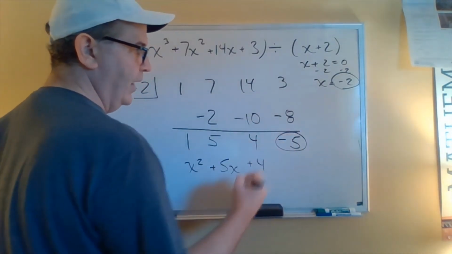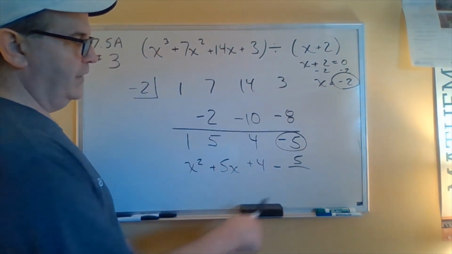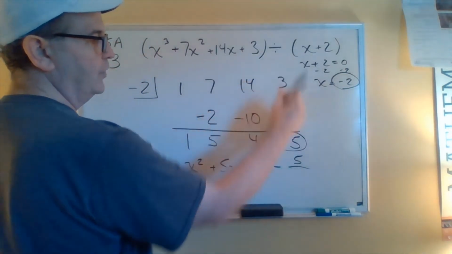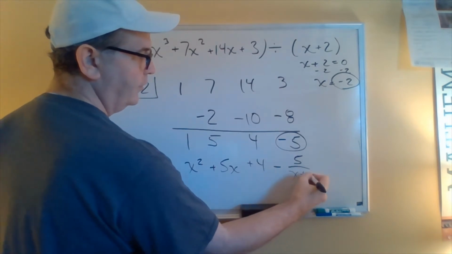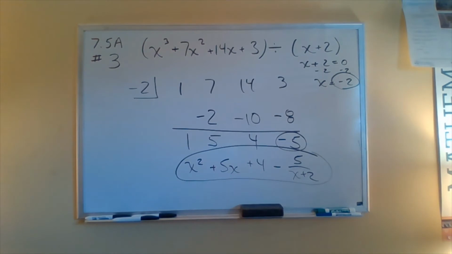That's going to make this now my remainder. So that's going to be minus 5, a 5 in my numerator, and in my denominator, I put my original divisor of x plus 2. So there is my answer for number 3, x squared plus 5x plus 4 minus 5 over x plus 2.